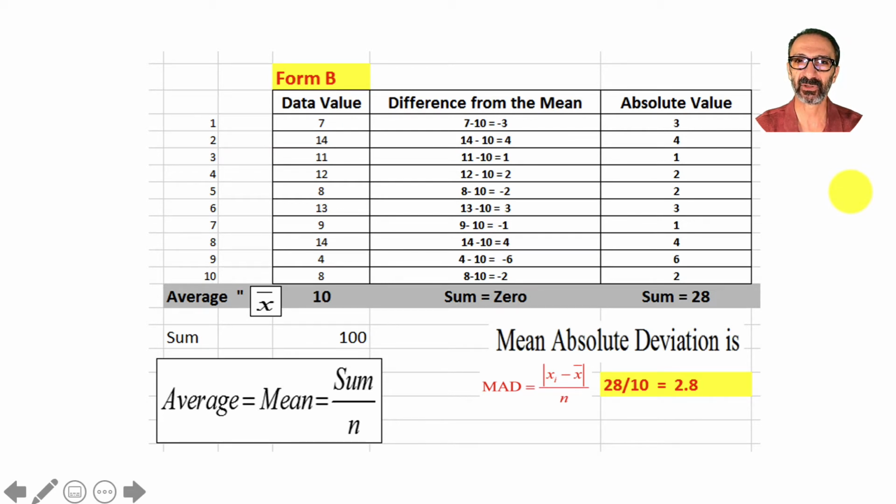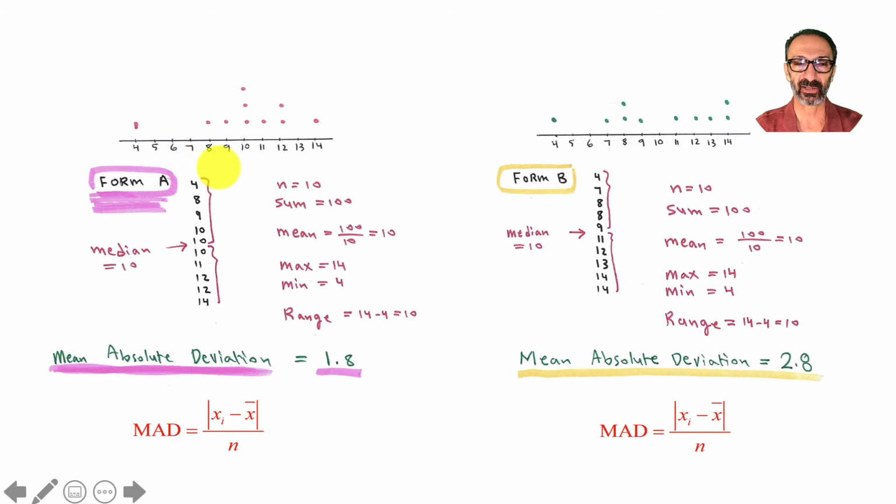Maybe I'll do it differently and show you what I mean in a different view, instead of just looking at tables and numbers. This is form A that we looked at earlier, and the mean absolute deviation was 1.8. This is form B, and the mean absolute deviation was 2.8. If you look at the data right here, this is more spread. This is more centered. And usually the mean is like a central data. They tend to be in the center. So that's more spread, higher mean absolute deviation.